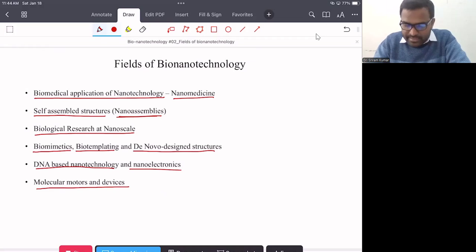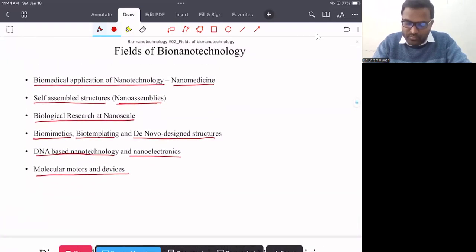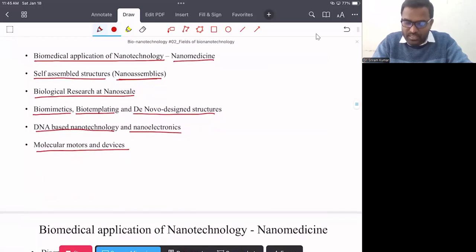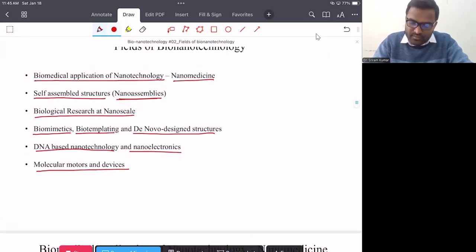Now let's understand these areas of research and how you can contribute. If you know all the details about these areas, then you can selectively look at a particular area of research and focus maybe on nano assembly or nano-electronics. As an engineer, you can look at DNA-based nanotechnology or nano-electronics, or you can contribute everywhere. It depends on your interest.